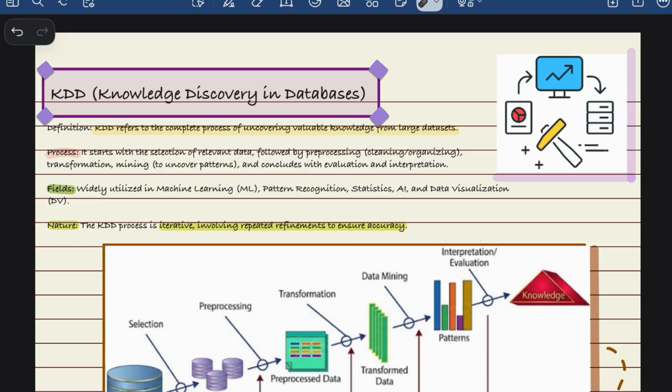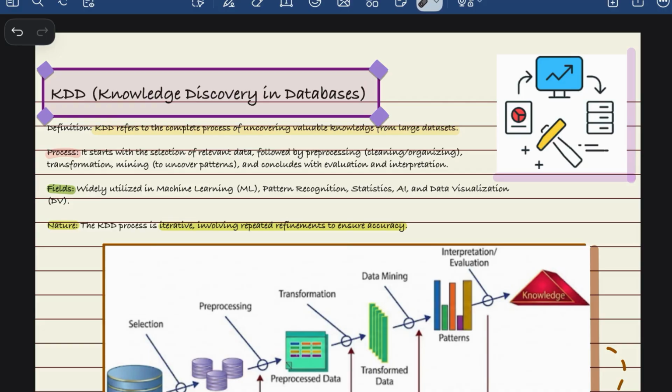Alright, so this KDD, this knowledge discovery in database, is the entire construction line that takes the raw database dirt and refines it into pure knowledge. Alright, so when you draw this diagram on your answer sheet, make sure that the chronological steps are perfectly mentioned and every step is defined clearly.